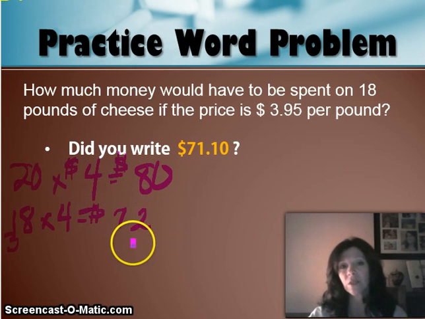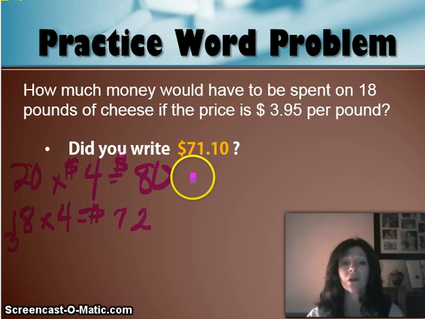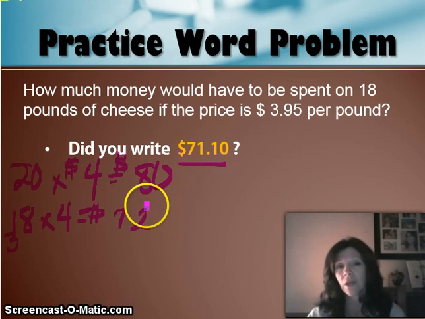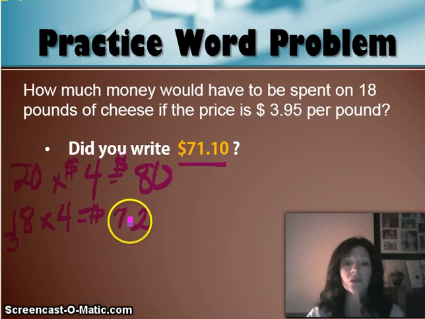Which of these estimates is closer? 72 is definitely the estimate that is much closer to the actual answer of $71.10. So when you're looking at your estimates, you want to think about which estimate makes sense, which one is closer to the actual answer. So think about over and under, and then decide which one makes the most sense.